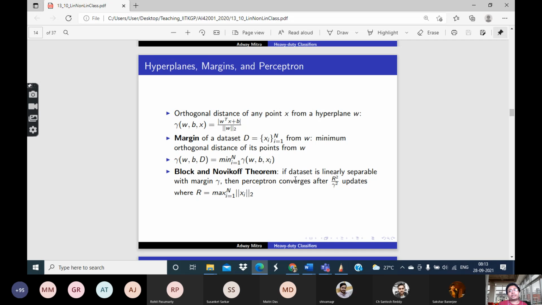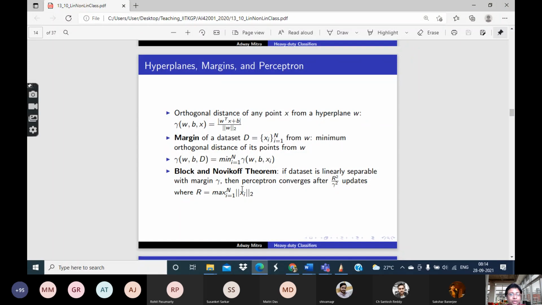And all of us know that the magnitude of a vector is basically nothing but the distance of that point from the origin, right? So n points are given to you, which are all at different distances from the origin. Let R be the maximum distance of any point from the origin. It's suggesting that the further the points are from the origin, the higher the number of updates you need to make. And the denominator is called gamma, which is the margin.